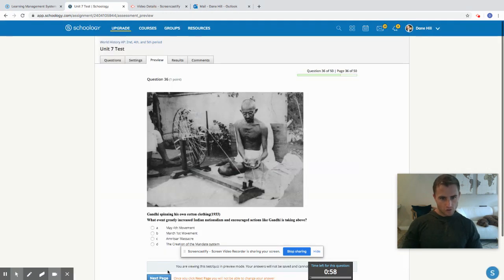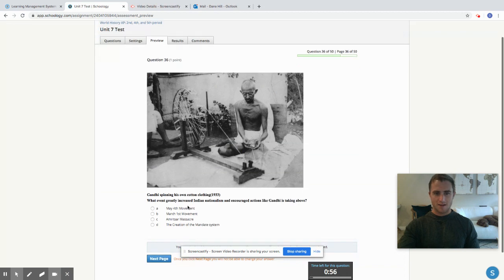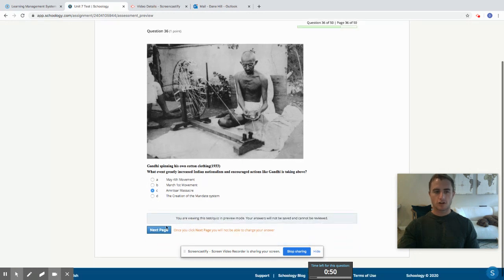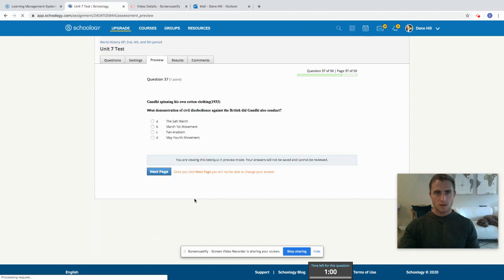What event increased Indian nationalism? Okay, May 4th movement, that's in China. March 1st movement, that's in Korea. The Amritsar massacre for sure is going to be our event that caused Indian nationalism.